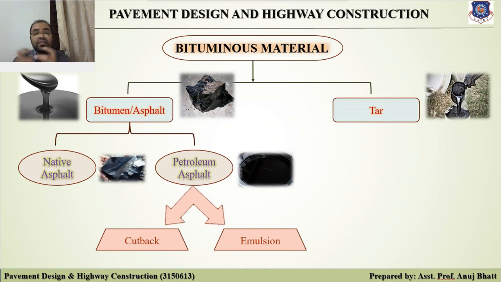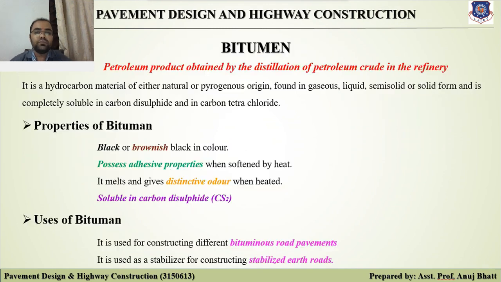Basically, bituminous material is classified into two main parts. The first is bitumen, or we can say asphalt, and the next is tar. Bituminous materials are classified in two categories, that is native asphalt and petroleum asphalt. And petroleum asphalt has three types: cutbacks, emulsion, and also modified bitumen. Okay, this is also a classification of bitumen. So let's discuss all these bituminous materials in detail.